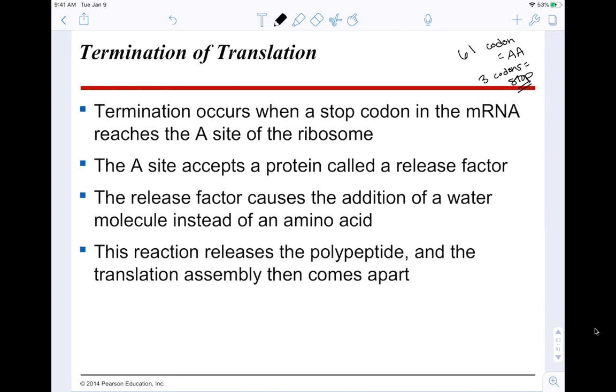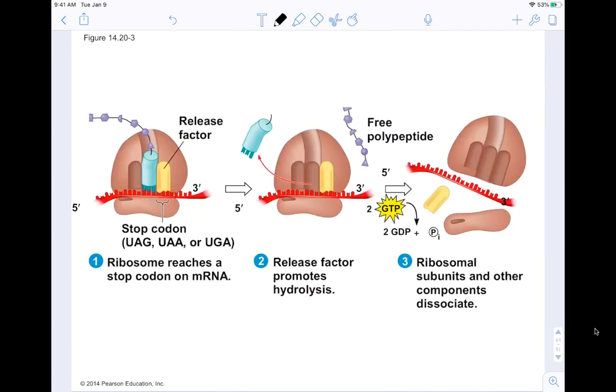That makes sense. The A site accepts a protein called a release factor. The release factor causes the addition of a water molecule instead of an amino acid, which is kind of like, hey, we've reached the end. There are no more amino acids needed. This reaction releases the polypeptide, and the translation assembly then comes apart because you are finished, and it will reassemble when there's a new mRNA. So this is the overall process here. The ribosome attaches to a stop codon on mRNA. The release factor promotes hydrolysis. You add a water molecule, which will cause the dissociation of our ribosomal subunits.